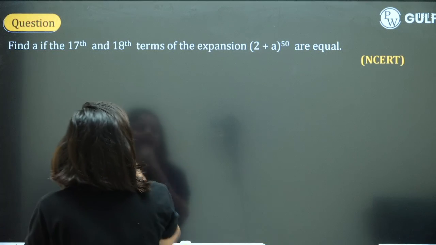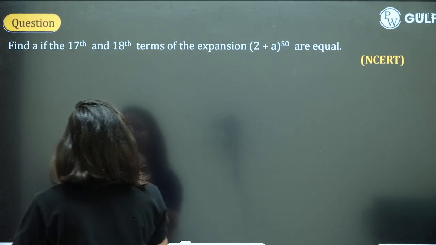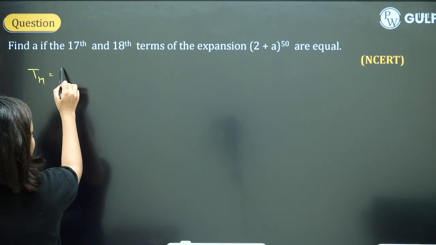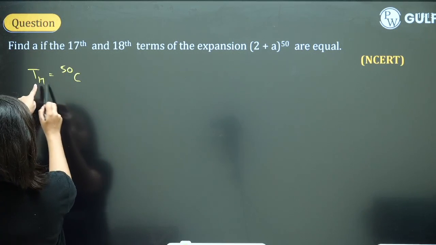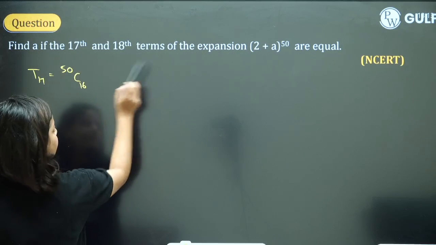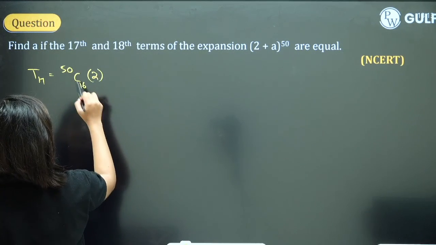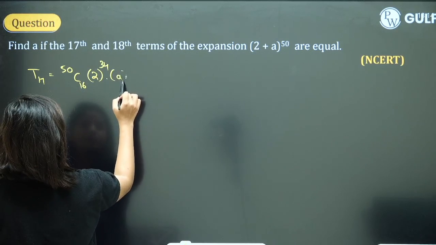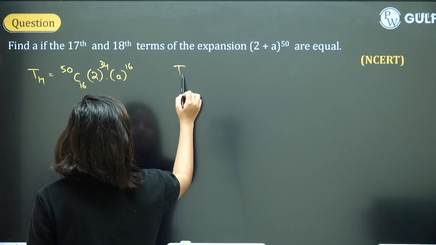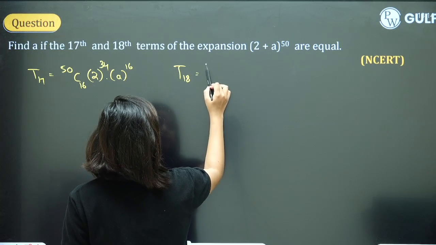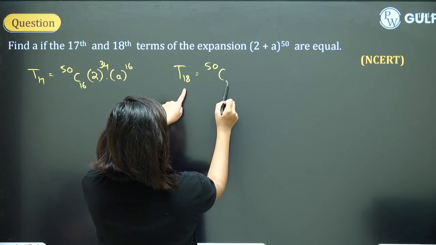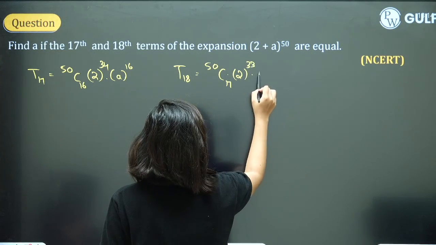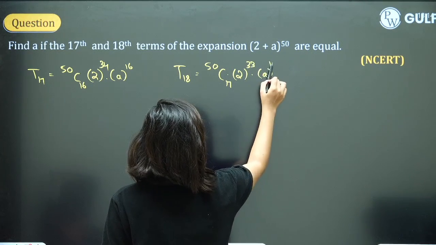Find a if 17th and 18th terms are equal. So, how do you find the 17th term? Very easy. In the formula 50C, if this is 17 here, it should be 16. First term is 2 raised to 50 minus 16, which is 34, and second term, a raised to 16. Whereas 18th term will be 50C17, first term raised to 50 minus 17, 33, into second term raised to 17.